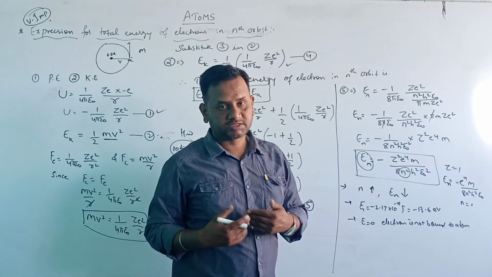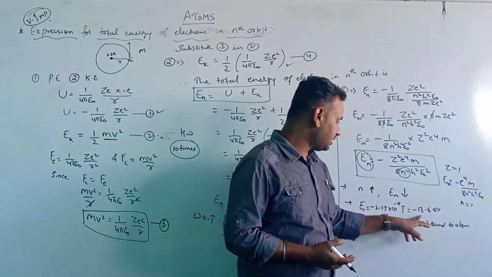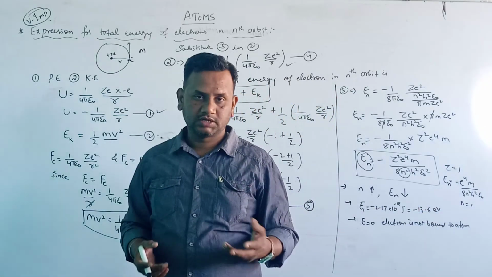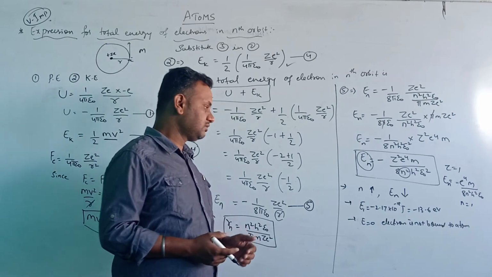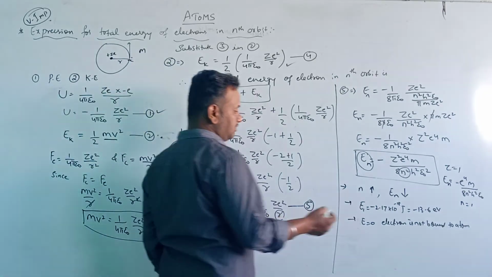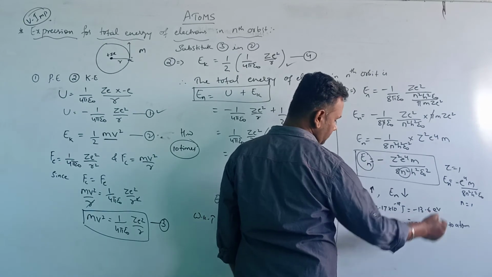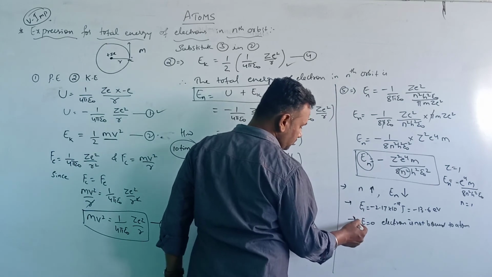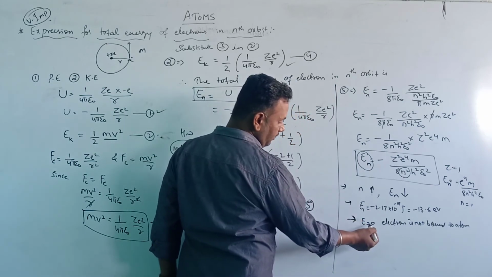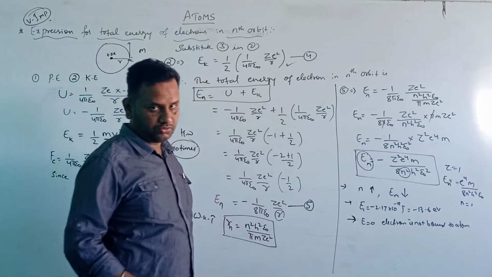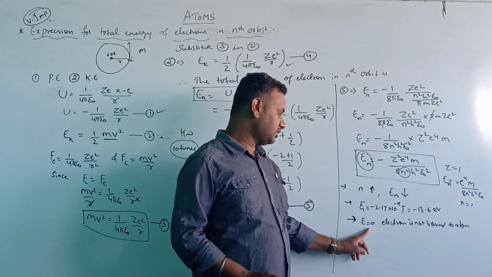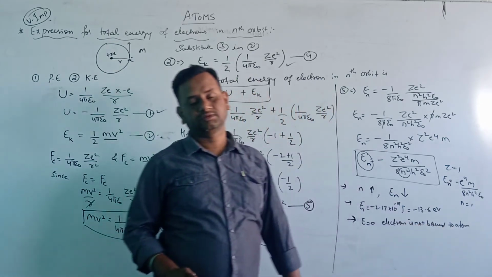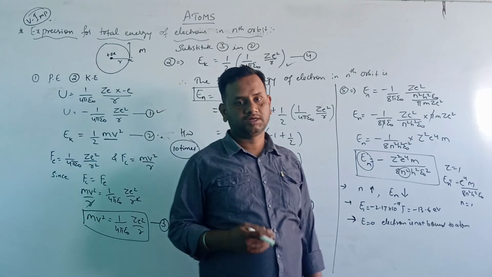If I want to express it in electron volts, I divide by 1.6 into 10 to the power of minus 19, and then we get minus 13.6 electron volt. This last note indicates that if the total energy E is equal to 0, then the electron is not bound to the atom.